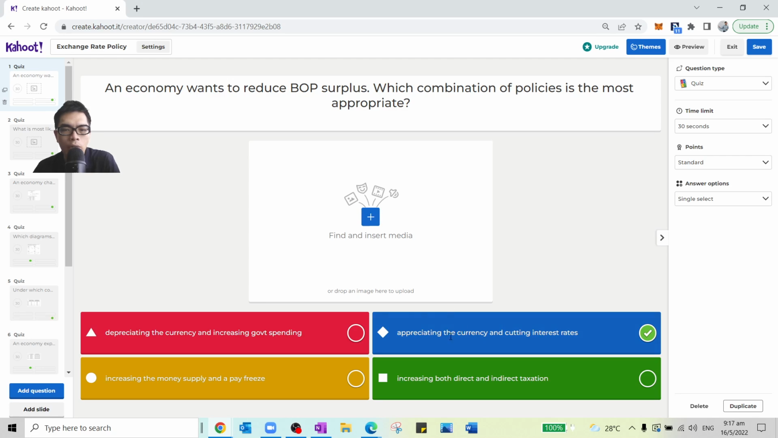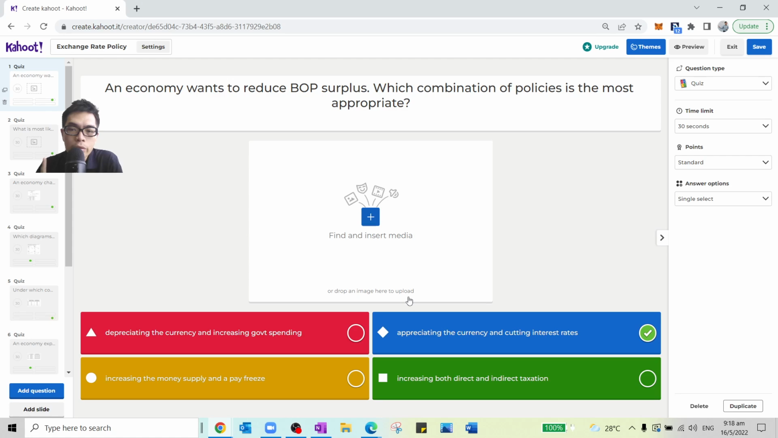The first one will be an appreciation. In the future, we'll be learning this as a form of expenditure switching policy. You can see that by appreciating the currency, your exports in terms of foreign currency will be more expensive. Your imports in terms of domestic currency will be cheaper. Therefore, your exports go down, your imports go up.